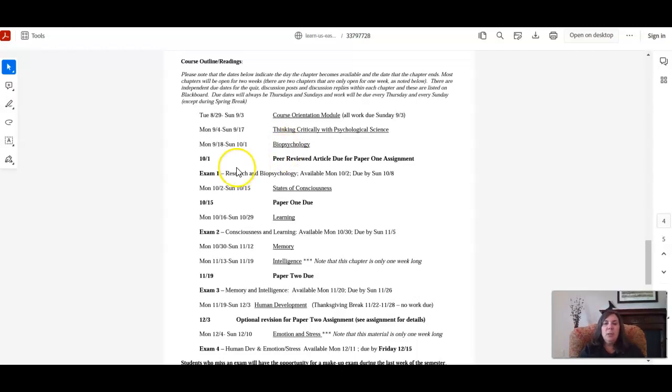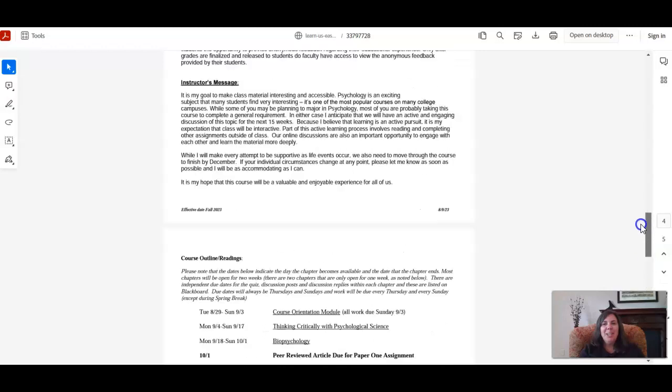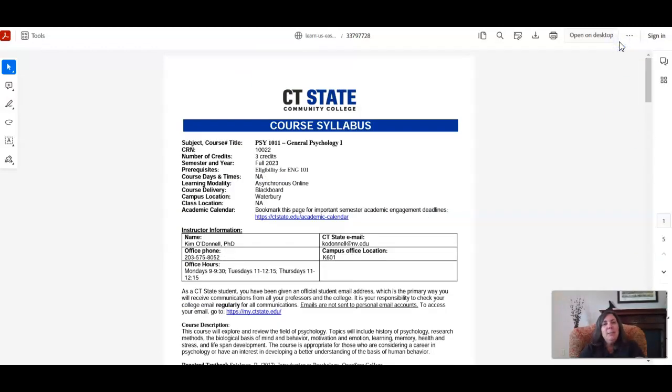Okay, so you can see all the dates are on here, when papers are due, when exams happen, and it's all, I think, pretty well spelled out. If you have questions, as I said in the Blackboard video, there is a practical questions link in every chapter folder, and that is a great place to essentially raise your hand and ask a question. If you have a more private question, always feel free to email me. Okay? All right. Thanks.